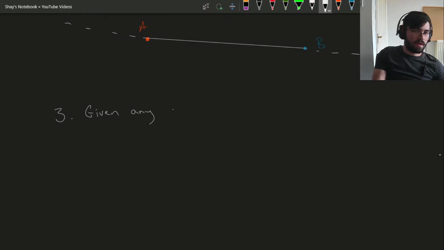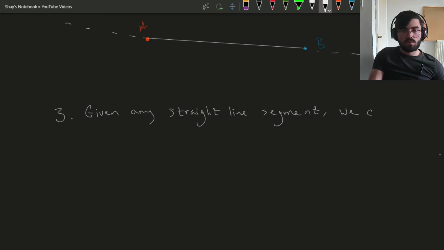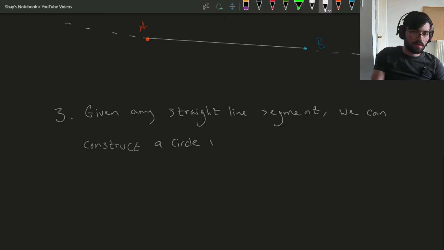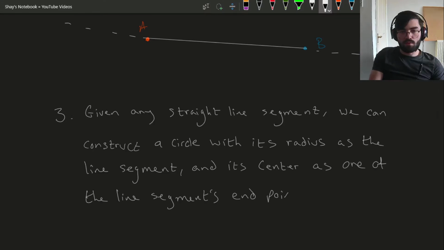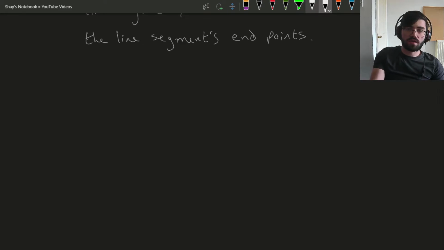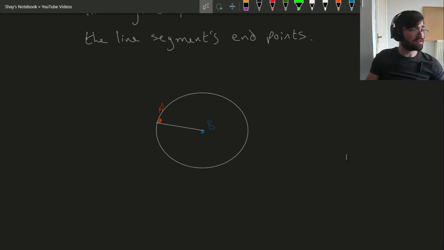Three, given any straight line segment, we can construct a circle with its radius as the line segment and its center as one of the line segment's endpoints. To show you what that's like, we can take our point A and our point B and we connect them. Then we can create a circle at one of these endpoints. Hopefully you understand what I mean.